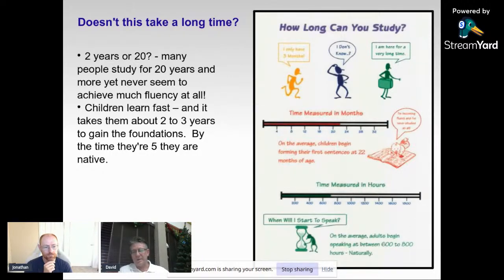And with adults, it's the same thing. Well, will I start speaking at 800 hours of your classes? I don't know, but that's about an average. That compares to the child at 22 months. And there are a lot of factors that come into that. But if you ask me, is that a long time to get a foundation and start using that language in a verbal way? To me, it doesn't seem like a long time at all. 2 years, that's a very short time.